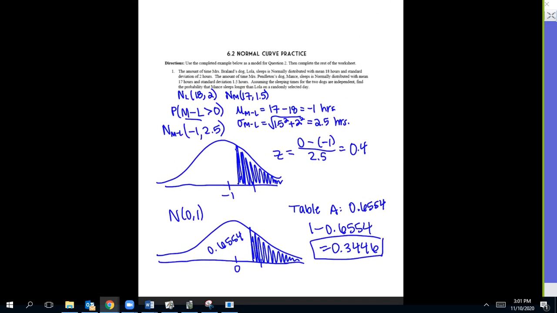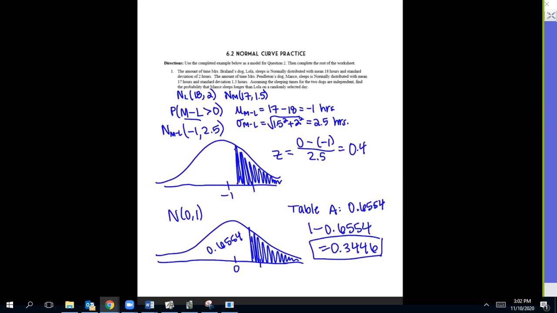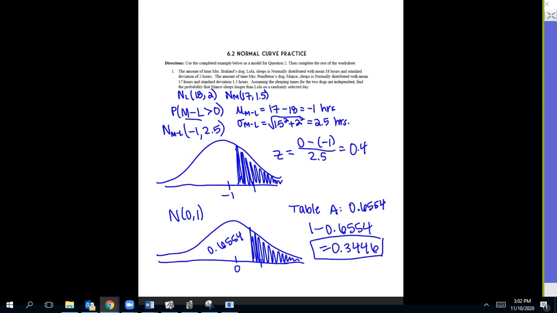So what I want you to do now is just use this problem as a guide to do number 2. And then I'll unpause the video. You'll unpause the video to check the answer. And then we'll do number 3 together, and you'll do the same thing with number 4.